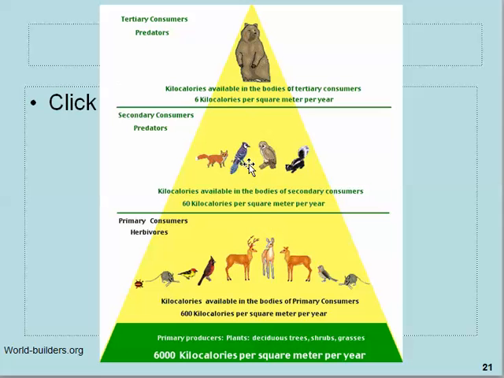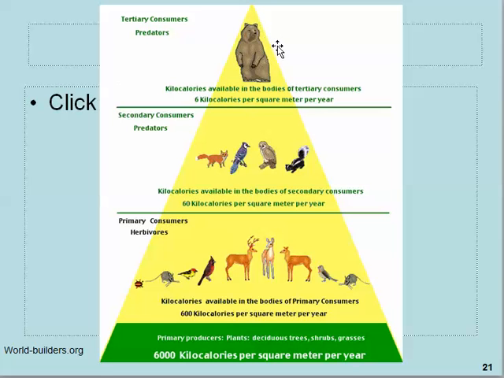Then we have the secondary consumers, predators or carnivores that are eating the herbivores. How much is available to them? When they eat or feed on the herbivores, only 60 kilocalories per square meter per year is passed on. Again, approximately 10% of what was available in the herbivore level. Finally, the top level consumers get only 6 kilocalories of those 6,000 that were available originally in the producer level.